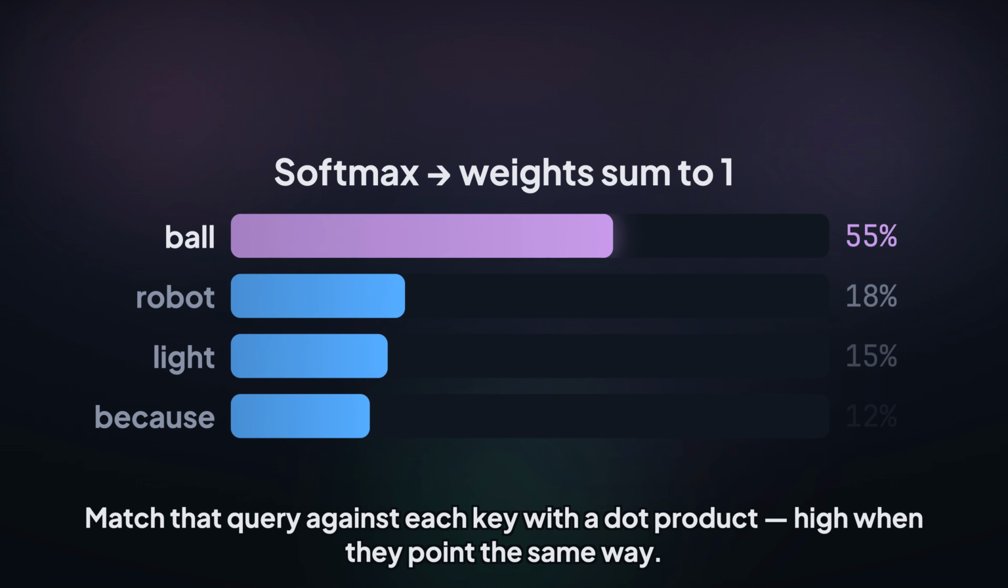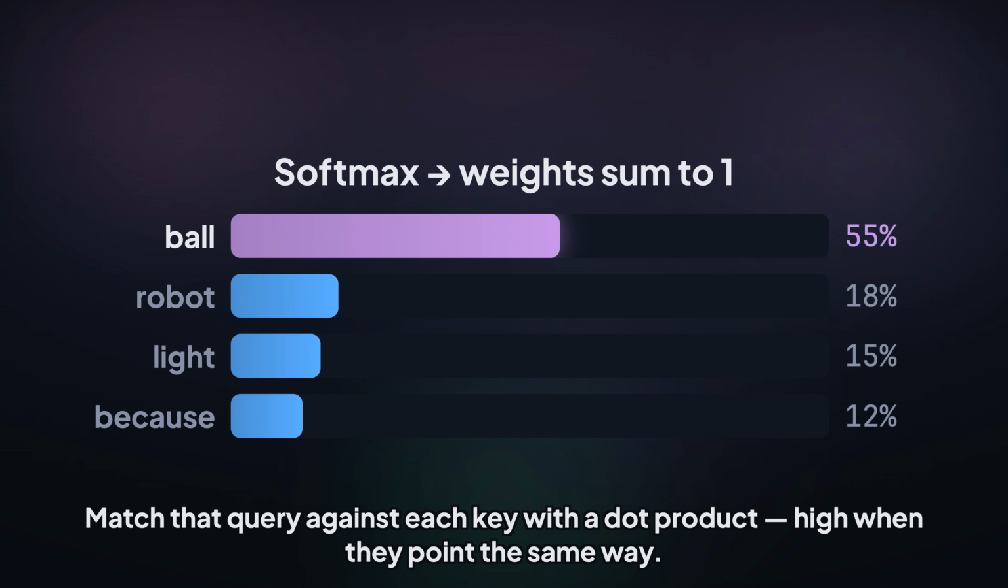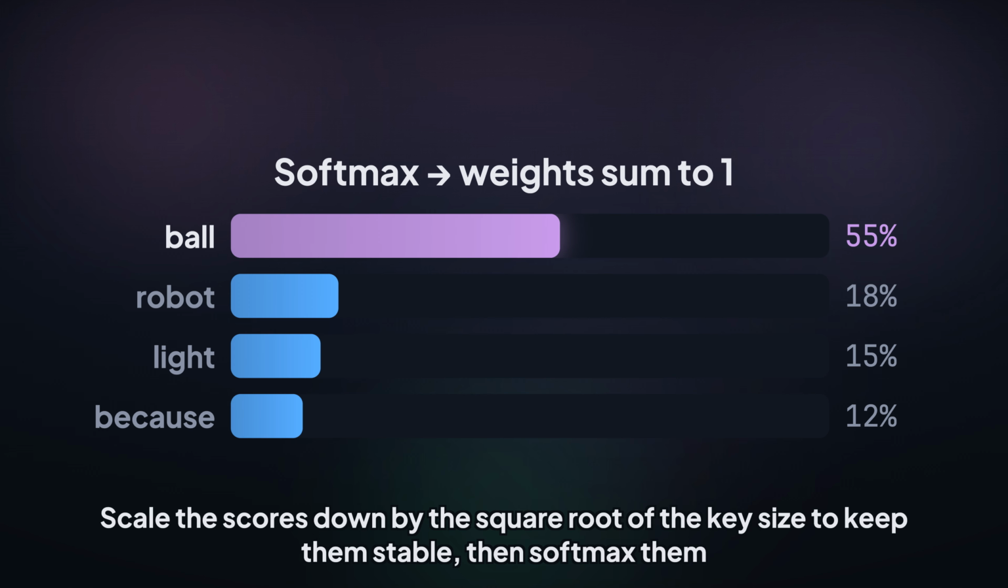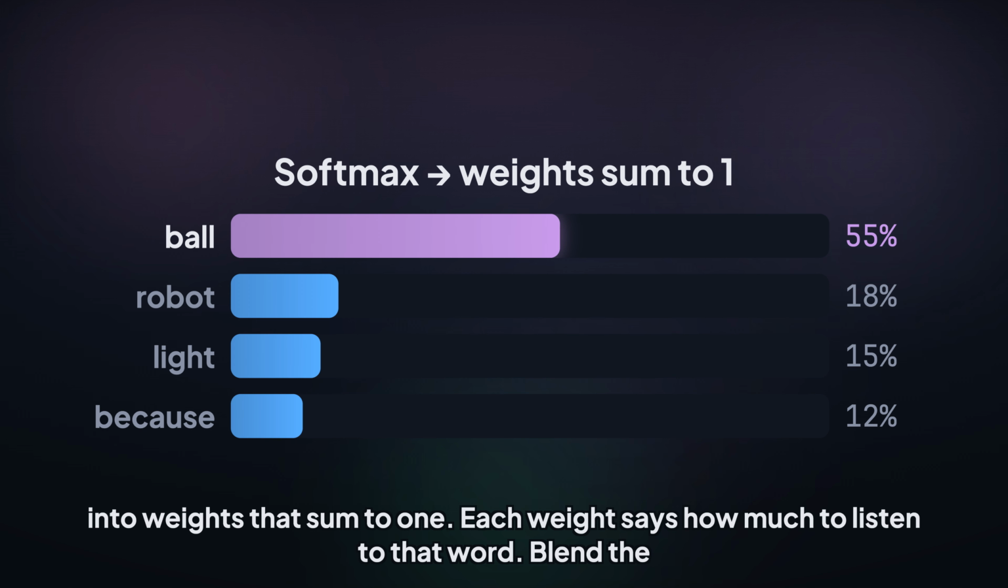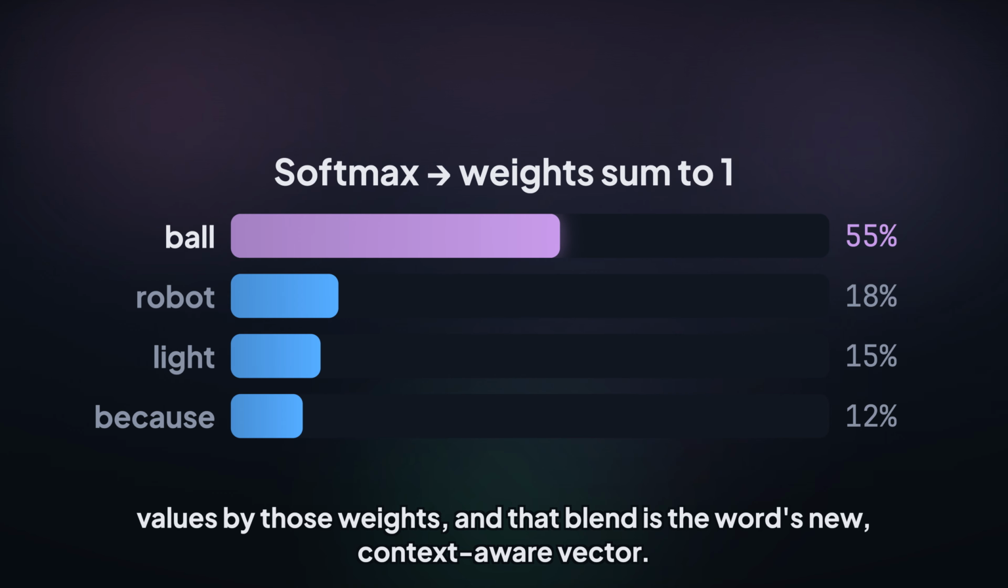Match that query against each key with a dot product, high when they point the same way. Scale the scores down by the square root of the key size to keep them stable, then softmax them into weights that sum to 1. Each weight says how much to listen to that word. Blend the values by those weights, and that blend is the word's new, context-aware vector.